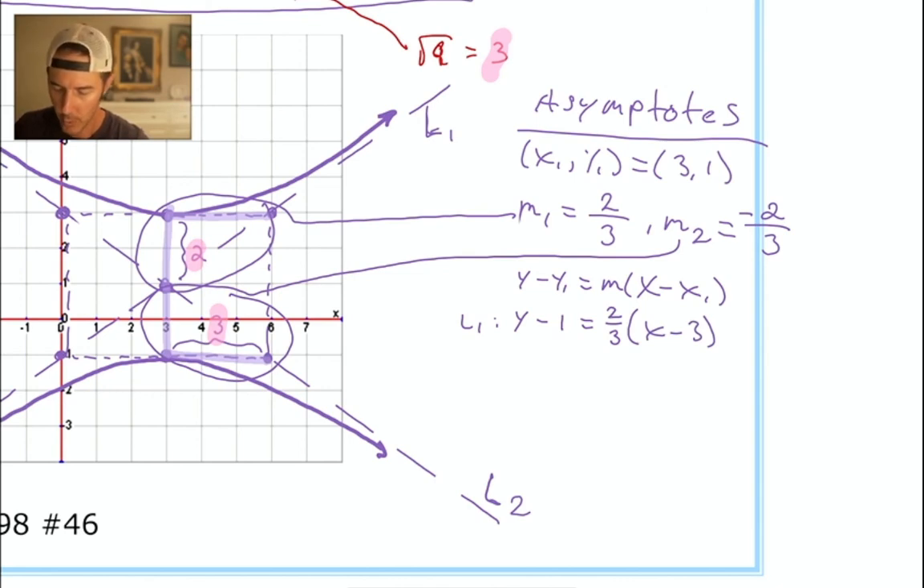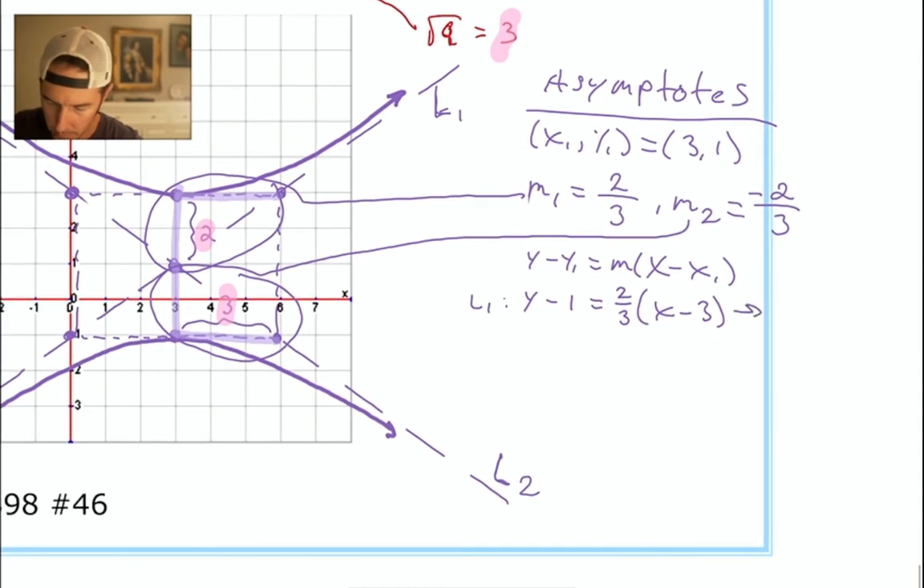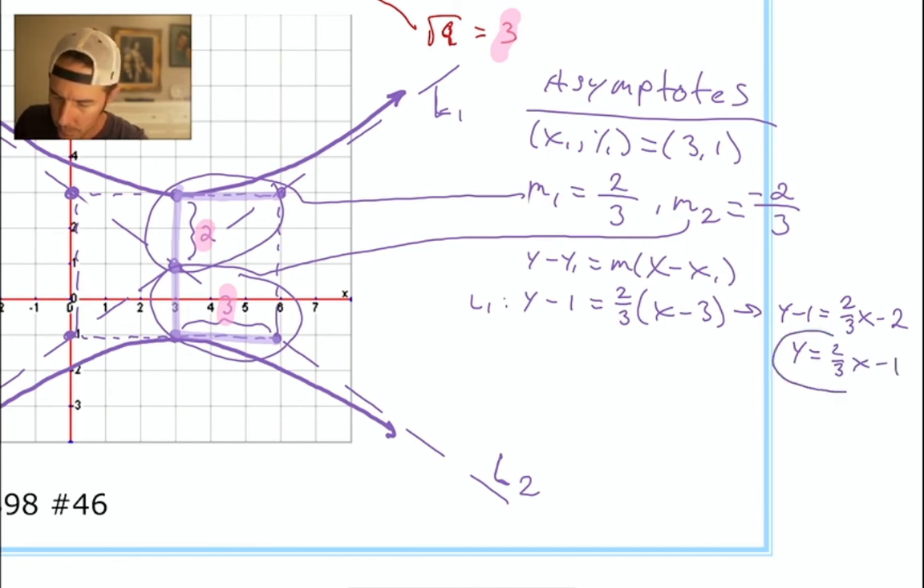We could make it into slope-intercept form. Maybe I'll do that over here. I have y minus 1 is equal to 2/3 x minus 2, distributing multiplication by 2/3 and simplifying. Adding 1 to both sides, I end up with y equals 2/3 x minus 1. So there's an equation of one of your asymptotes.